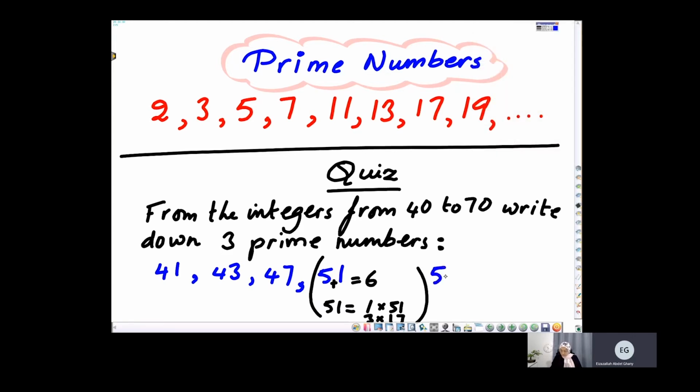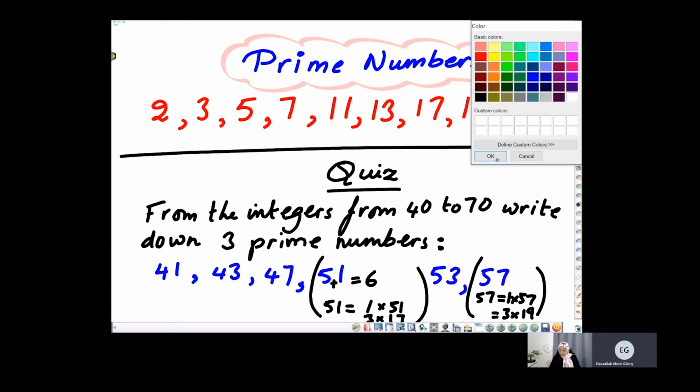Another one. What about 53? Yes, 53 is prime. What about 57? The same problem. 57 is not prime. If you add the 2 digits, 5 plus 7, it's 12, so 57 is divisible by 3. It is 1 multiplied by 57, of course, and at the same time 3 multiplied by 19. It has 4 factors, but a prime number has only 2 factors. Okay? If you need to write more, you can think in the same way.